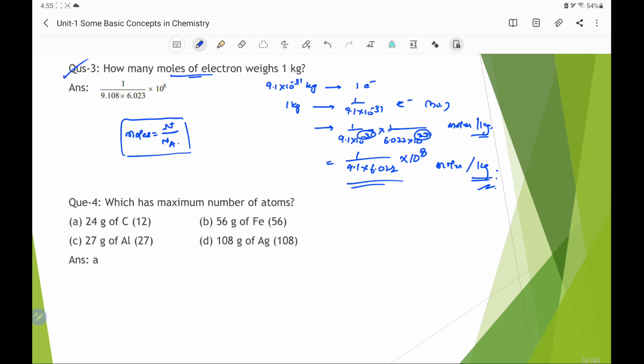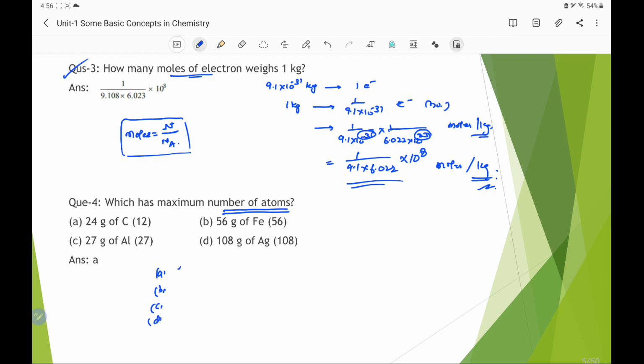Next question is, which has the maximum number of atoms? This is a similar question as question number 2, in which we have taken each sample, and for each sample we have found the number of moles. Whichever has more moles will have more atoms. So it is easy to calculate for A, B, C, D.